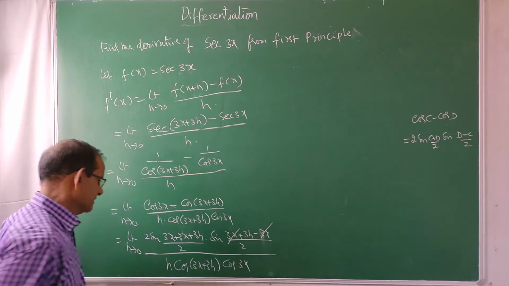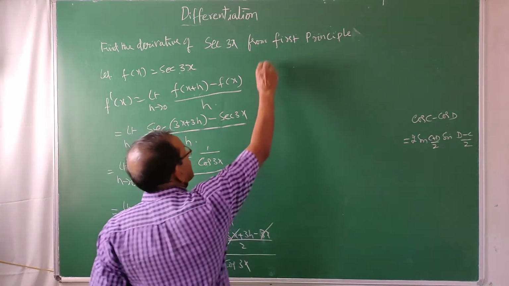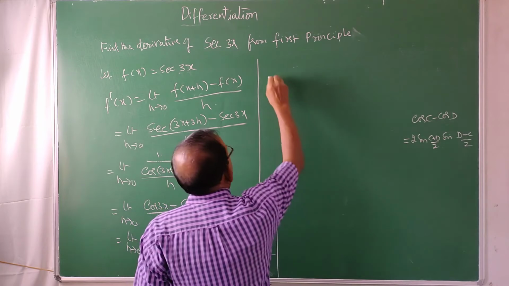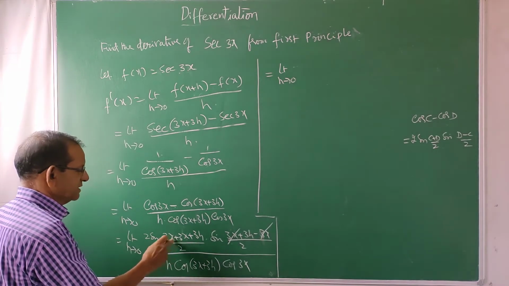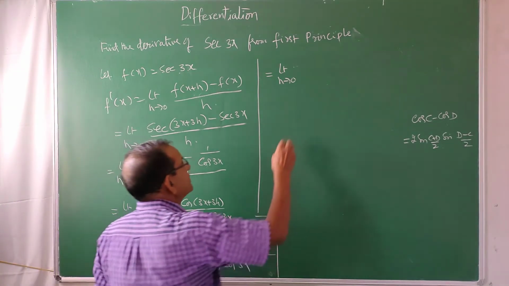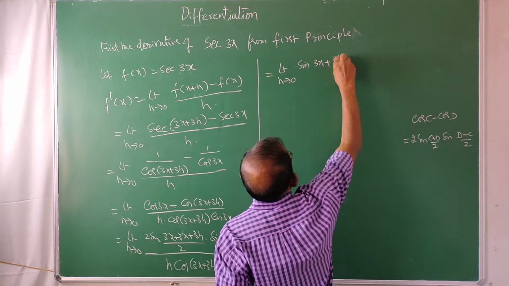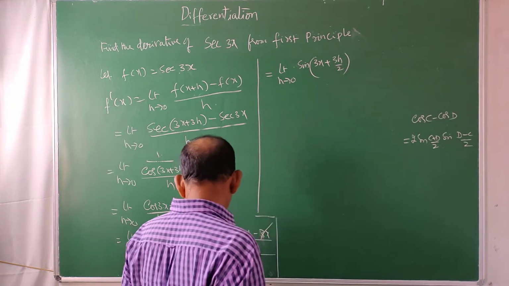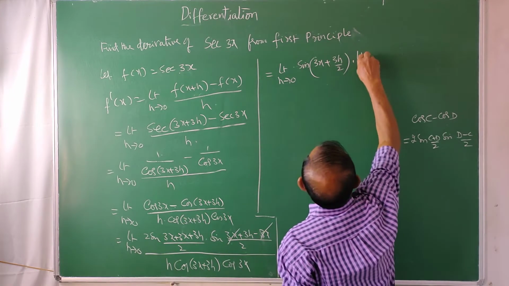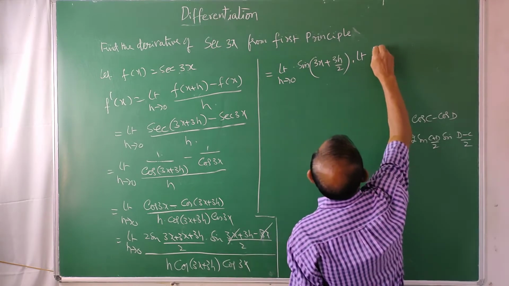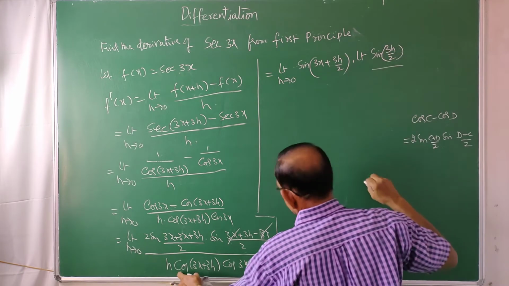So here 3x is cancelled. Now this is 6x by 2, that is equal to limit h tends to 0. 3x plus 3x, 6x by 2, means (3x plus 3h) by 2, sin of (3x plus 3h by 2) as a separate term, into sin 3h by 2, limit sin 3h by 2 into by h, you can write under this term.